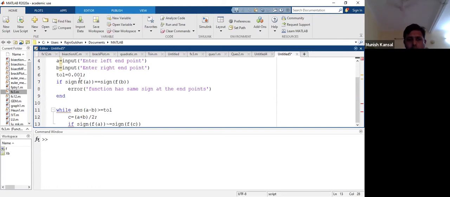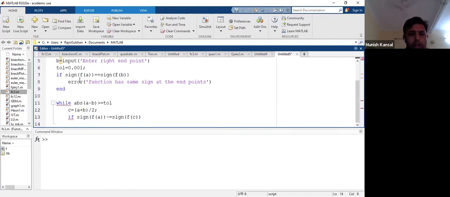If f of a into f of c, they are of opposite sign, then what we say is, if the value of the function at a and the value of the function at c are of opposite sign, given that the interval is a to b, then you retain the first half and you discard the second half. That means your right hand point is refined. That means b is equal to c.